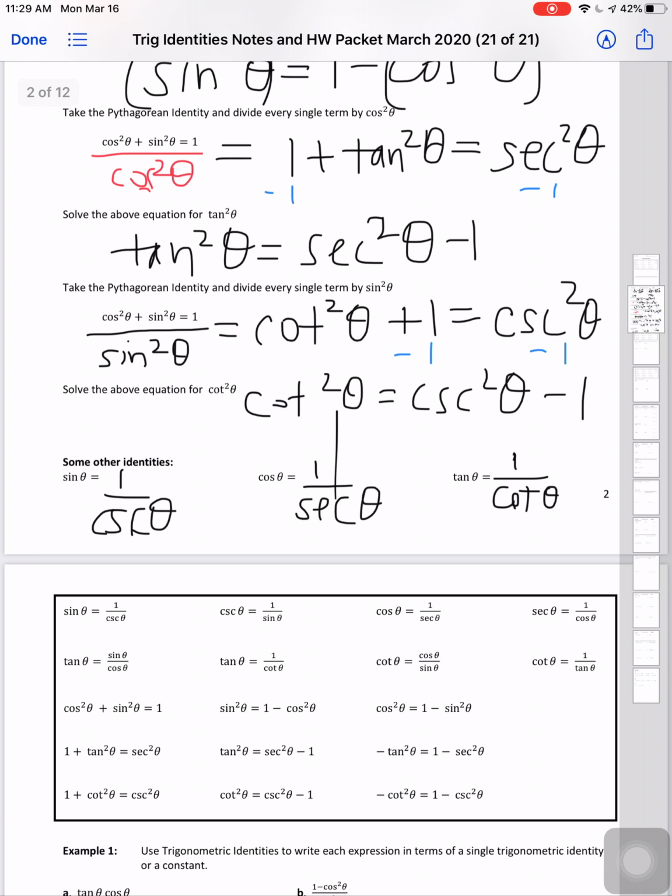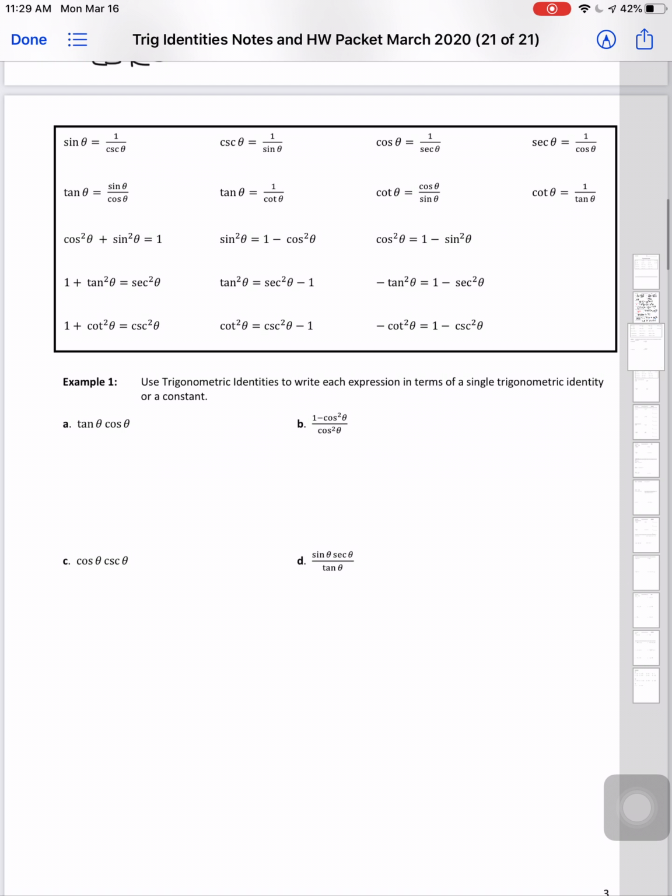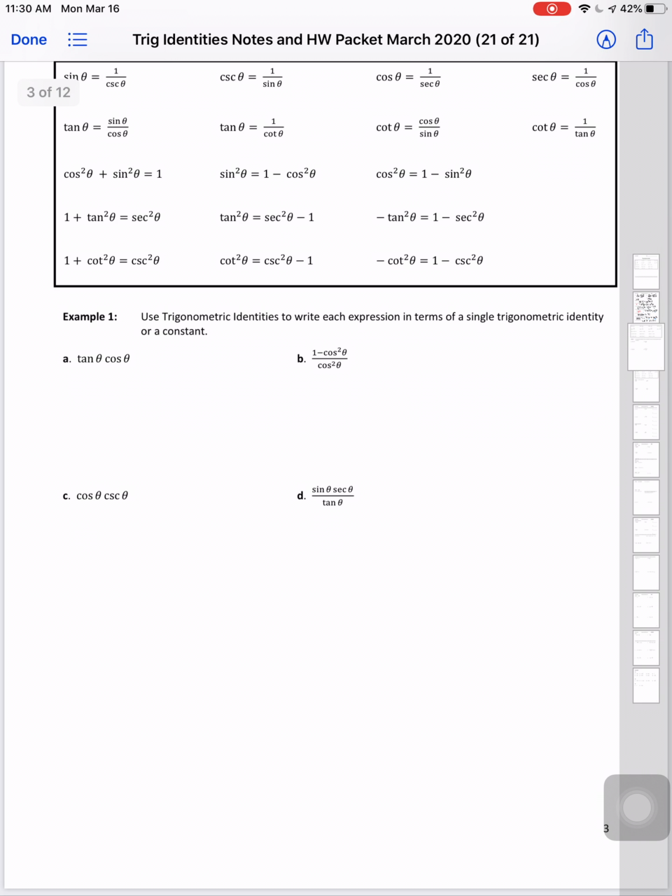So all of these are listed again in the chart. You're going to want to make sure that you practice with these and how they can change. We can have a negative in front of them where we wouldn't have had it above. So lots of things we can do. However, what we really need to do with this is we're going to use these trig identities to write each expression in terms of a single trig identity or a constant. So sometimes it'll be a single number, sometimes it'll be a new trig function. So we're going to use what we know about these.